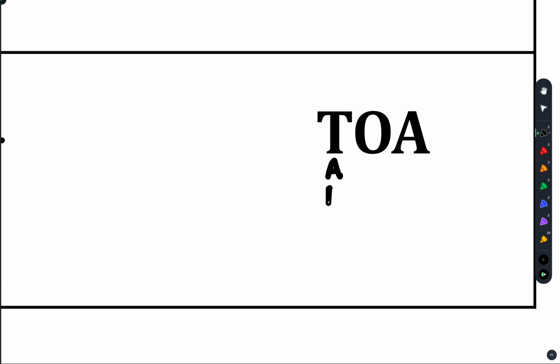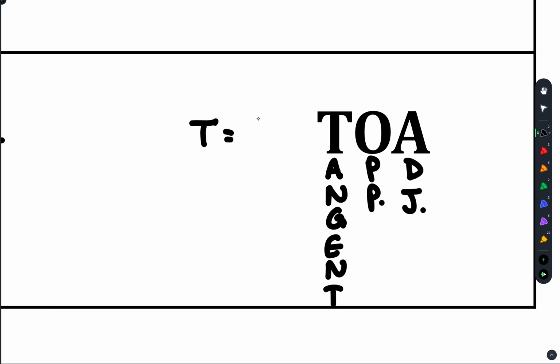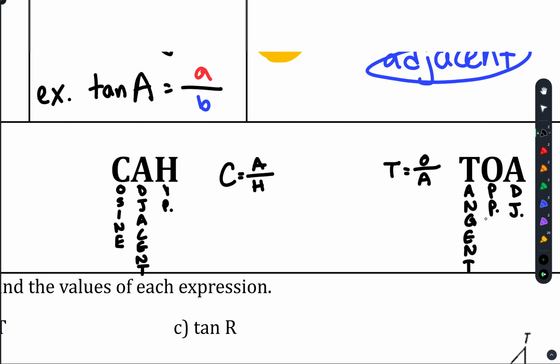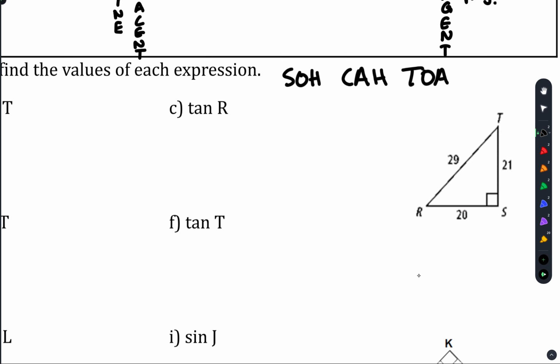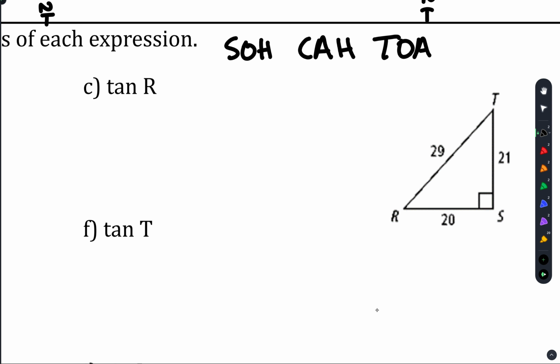The last one is TOA. The T stands for tangent, O stands for opposite, and A stands for adjacent. So TOA reminds us that tangent equals opposite over adjacent. Everybody got those in our notes? So oftentimes when I start these problems, I like to write out literally on the top of my paper, SOHCAHTOA, because that's going to help me do all these setups. Okay, good on the definitions right now.